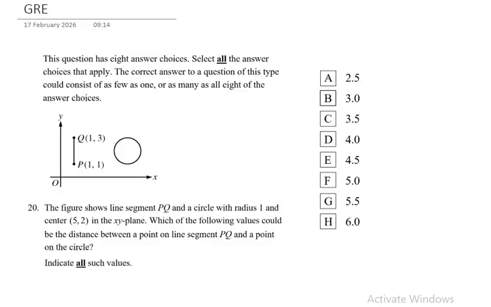Now from the figure, P is equal to (1, 1) and Q is equal to (1, 3). So the line segment PQ is vertical, lies on x equal to 1 and runs from y equal to 1 to y equal to 3. Now for the circle, center is (5, 2) and radius is 1. So every point on the circle is exactly 1 unit from (5, 2).